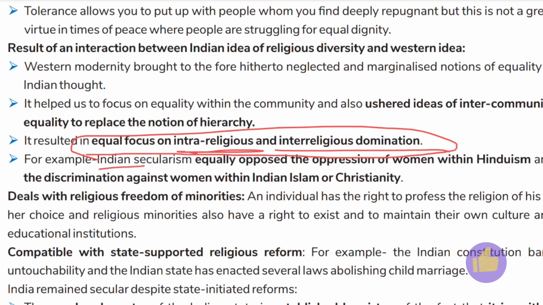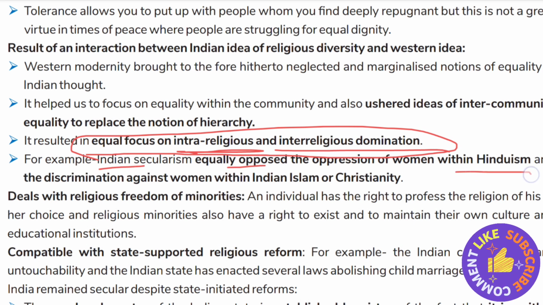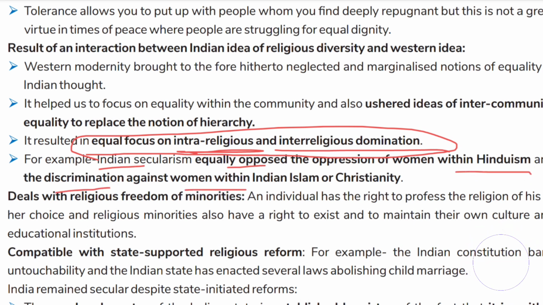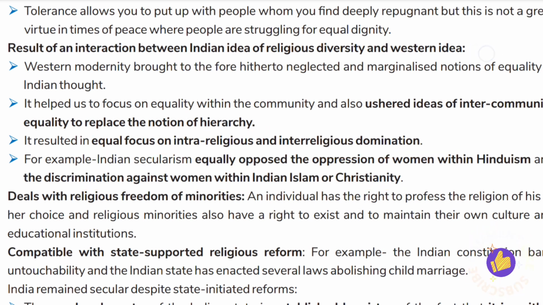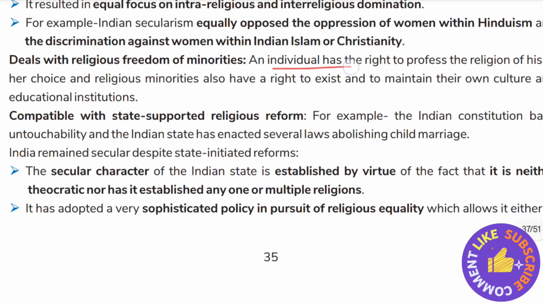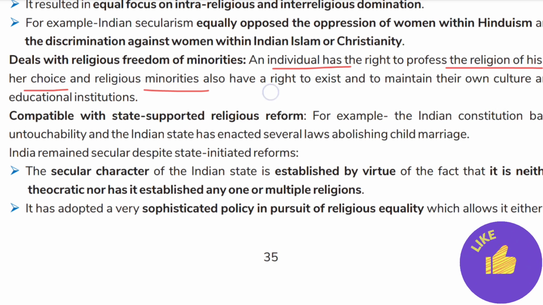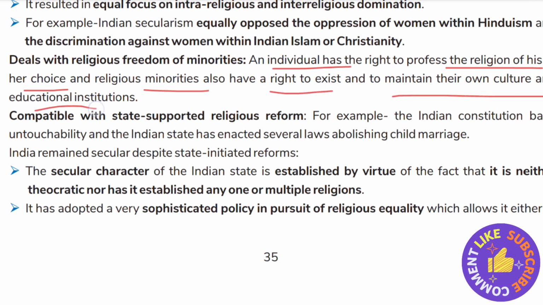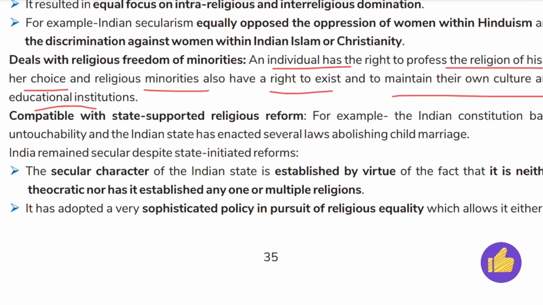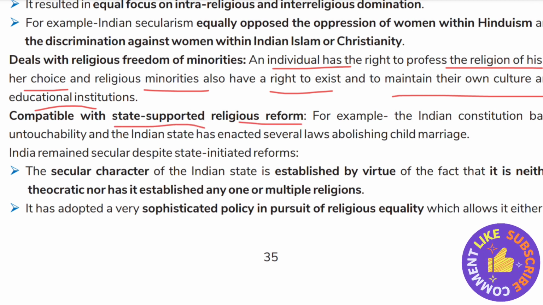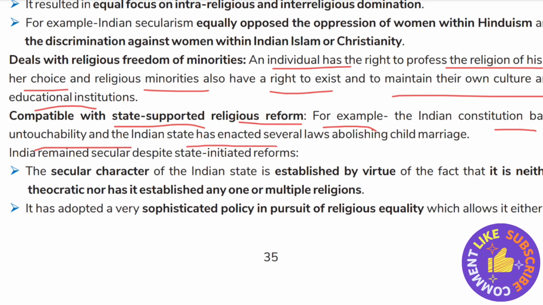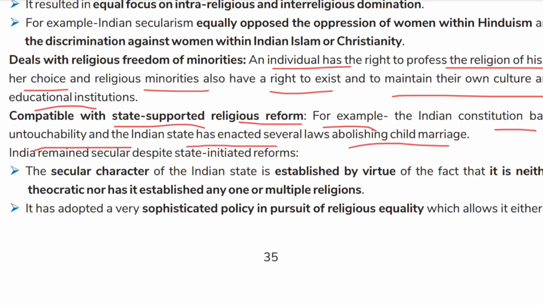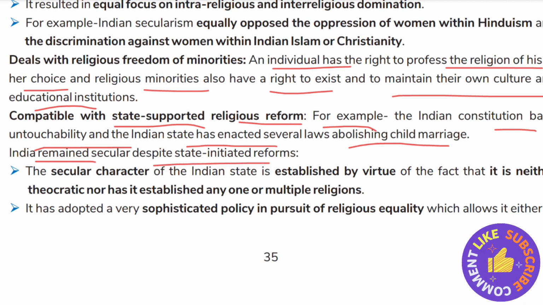For example, Indian secularism is equally opposed to the oppression of women within Hinduism and the discrimination against women within Islam or Christianity. So, how does it deal with the religious freedom of minorities? An individual has the right to profess the religion of his or her choice, and religious minorities also have the right to exist and to maintain their own culture and educational institutions, compatible with state-supported religious reform. For example, the Indian Constitution bans untouchability and the Indian state has enacted several laws abolishing child marriage. India remains secular despite state-initiated reforms.